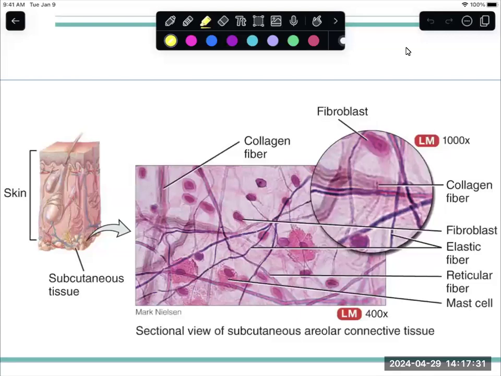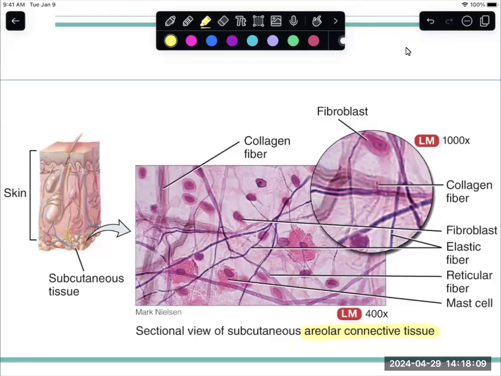Connective tissue is usually found underneath epithelial tissue. So here we have areolar connective tissue. Areolar connective tissue is considered a loose connective tissue because it has a lot of what is called ground substance, like liquid, found throughout between all the different types of tissues that are found within here.